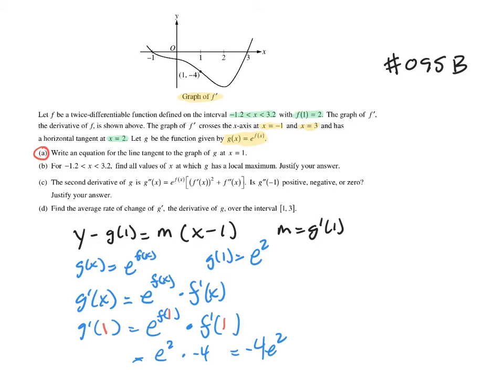Okay, so I'm ready to write the equation for this thing. We have y minus e squared equals negative 4e squared times x minus 1. There's our equation. If you want to clean it up, you can, right? You can distribute and then move the minus e squared over to the other side, but it didn't say we had to do that, so I'm going to stop with the equation in this form. And that's the answer for letter A. Not bad. We'll do letter B on the next slide.